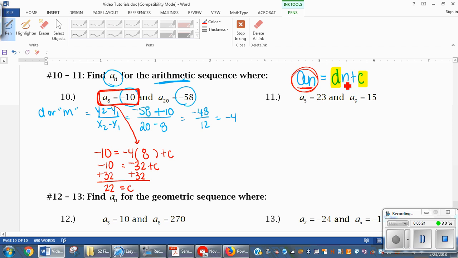Okay, so the highlighted parts are the ones that we want to go back and fill in. We're leaving it as the nth term. Remember, D is negative 4, N plus 22.